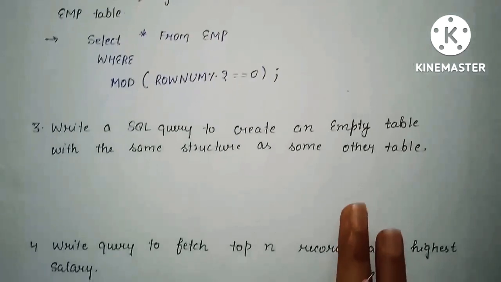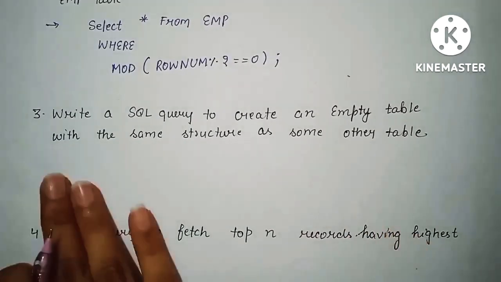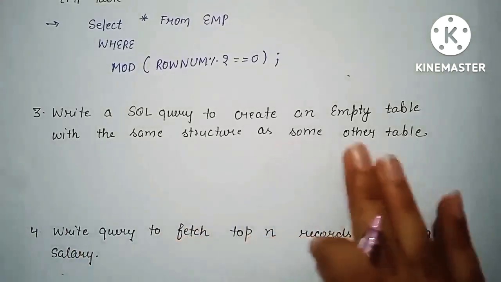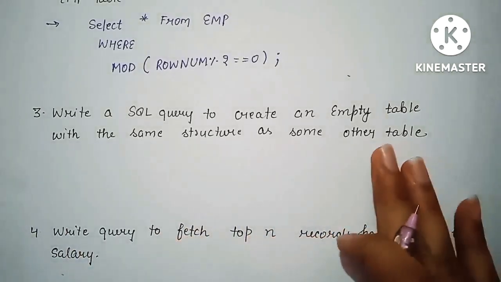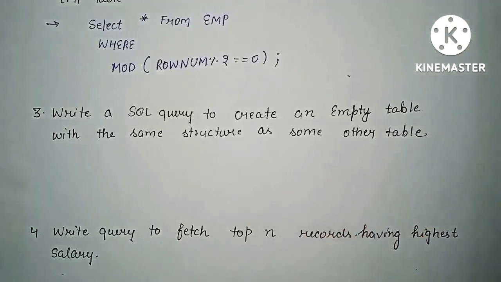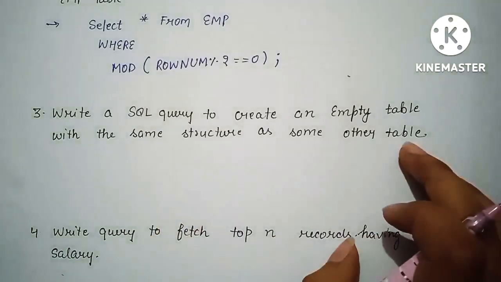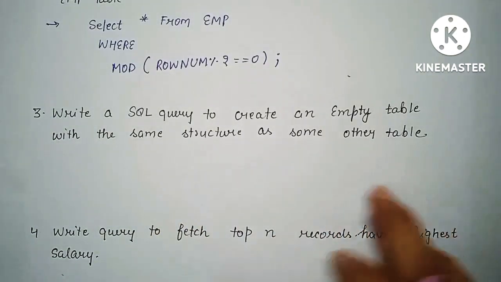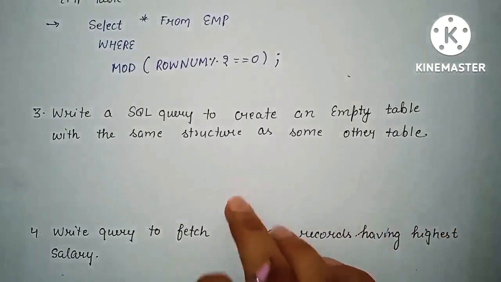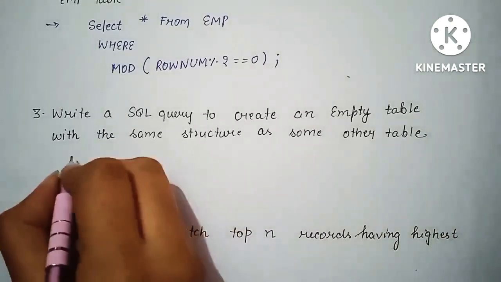Now let's see our next query. The third query says: write a SQL query to create an empty table with the same structure as some other table. What does it indicate? That means if we have a table, let's say table 1, we want the same structure of table 1 in table 2, but we don't want to add the contents that are present in table 1 into table 2. So in order to solve this kind of situation, we will write the query like this.